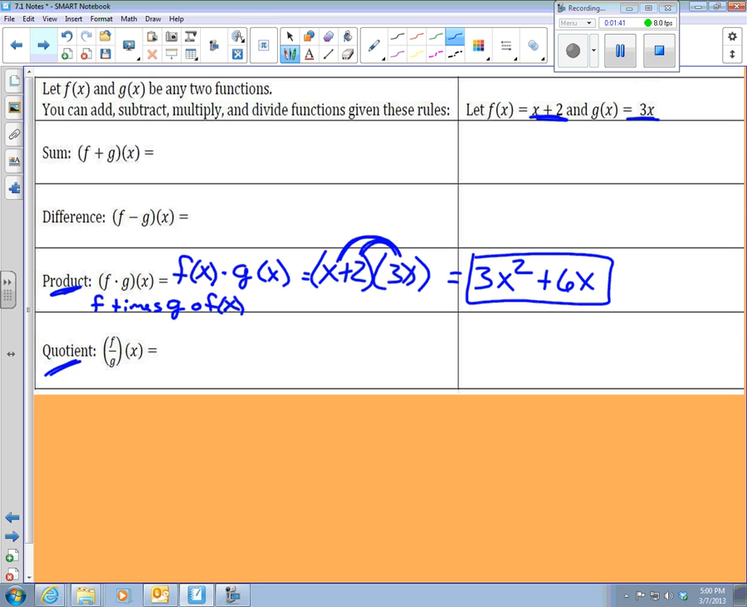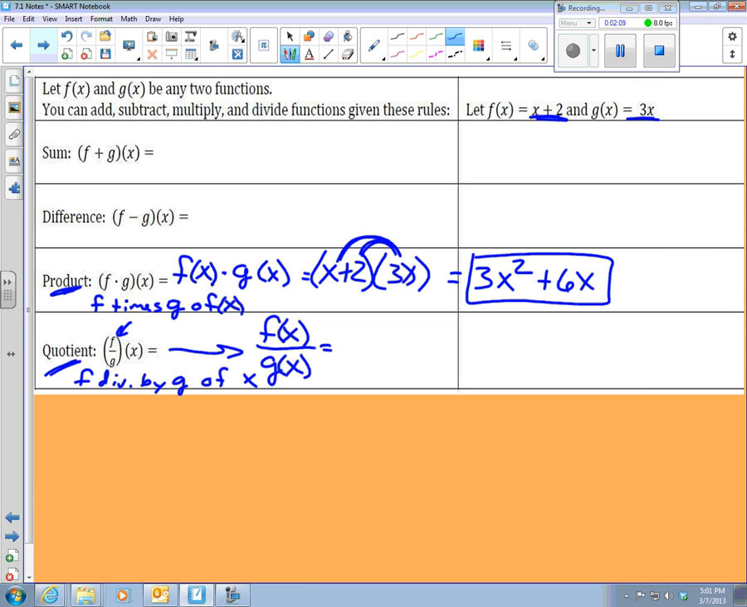The dividing, okay. This is f divided by g of x. That's how you'd say it. But it really boils down to this. It's your f of x function, which is on top. You can see f on top here, divided by g of x.